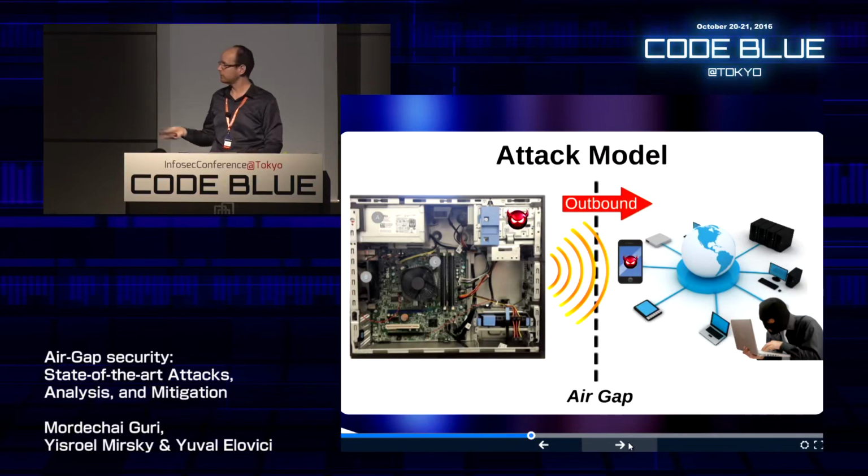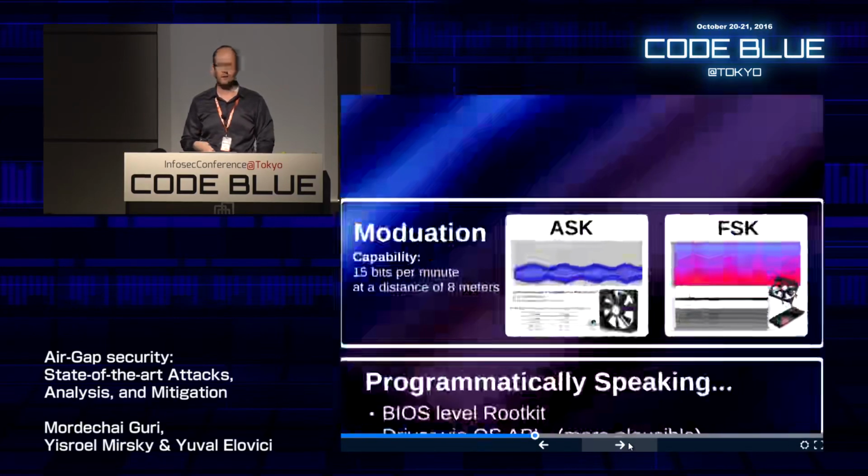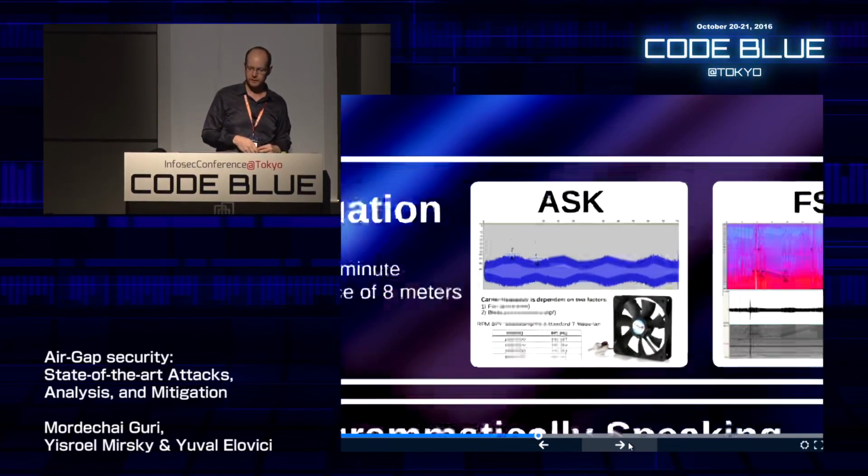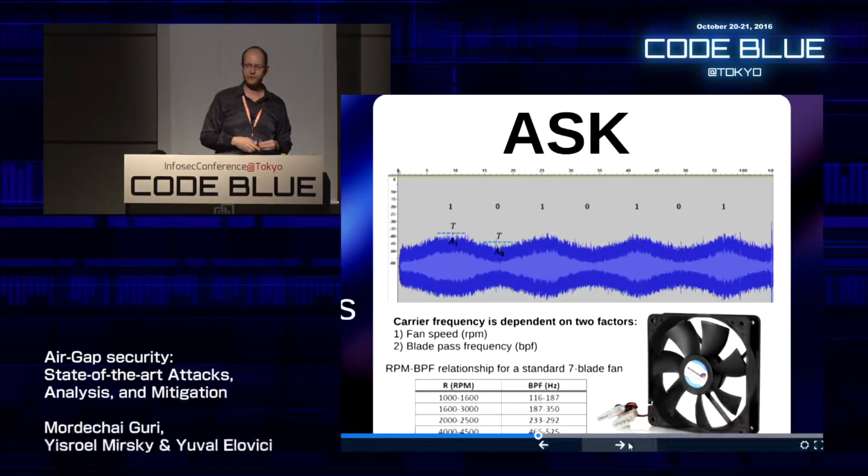So this is what the attack model looks like. You have a computer infected with malware beforehand. It affects the fan speeds, and a nearby microphone picks it up and demodulates that information into binary, sending it to the attacker. With this method, we got about 15 bits per minute at a distance of about 8 meters, using one of two different modulation techniques.